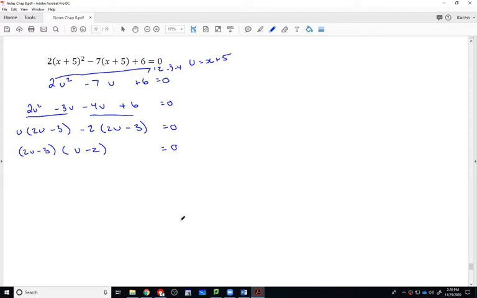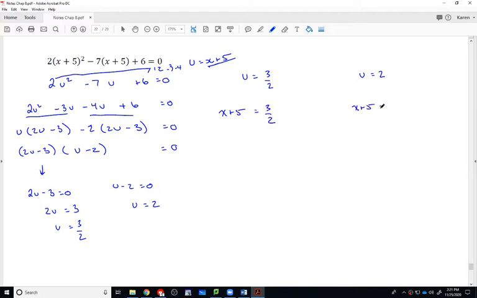Now that I've factored it, I'm going to set each factor equal to 0. So 2u minus 3 equals 0. I'm going to add 3 and I'm going to divide by 2. For this one, u minus 2 equals 0. I'm going to add 2 and I get u equals 2. So my two solutions are u equals 3/2 and u equals 2. But we weren't trying to solve for u. So they choose u because u is a variable that's kind of never used to remind you that you have to substitute back in. So we've got x plus 5 equal to 3/2, and we've got x plus 5 is equal to 2.